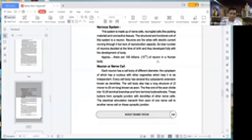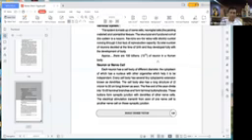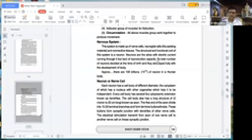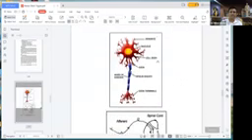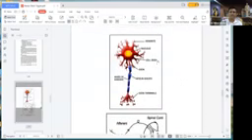Now come to the neuron or nerve cell. We will see the neuron or nerve cell. There is a diagram on the next page. This is called a nerve cell. You can see this in detail now.